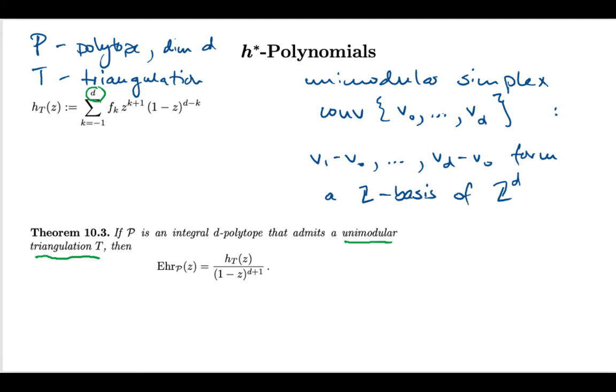This is a cool theorem because what we're saying here is that you can compute the Ehrhart series in a purely combinatorial fashion. You can compute this object that really encodes the lattice point behavior of my polytope simply by counting face numbers of this triangulation. It also says, by the way, that the h-polynomial is independent of which unimodular triangulation we choose.